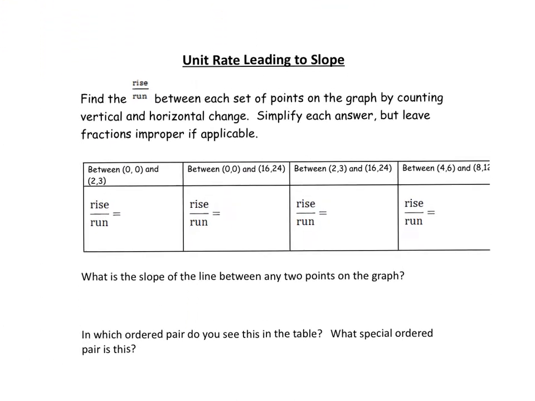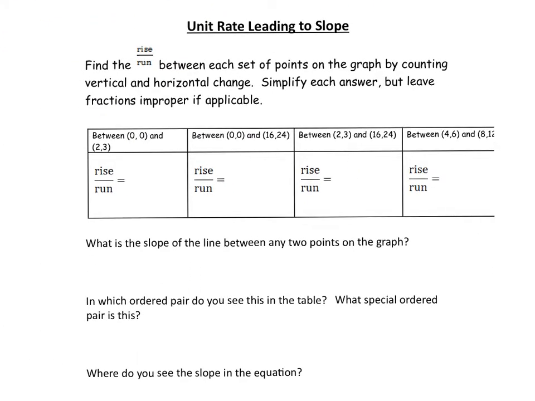Now, here's the deal about unit rate and slope and constant of proportionality: they're all the same. Okay? It's all about comparing how far over to how far up. Or excuse me, how far up to how far over.